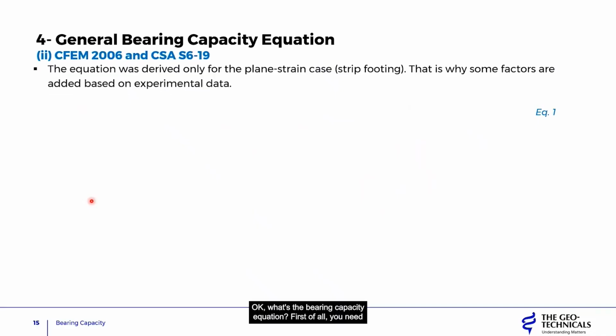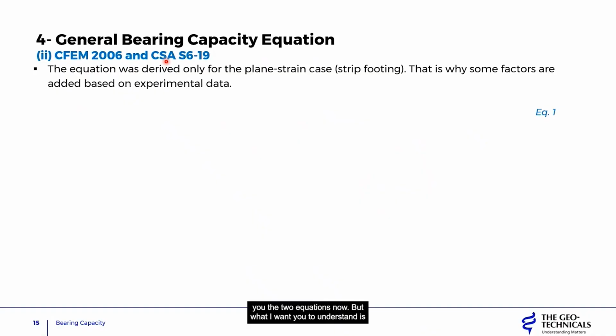Okay, what's the bearing capacity equation? First of all, you need to understand that I'm presenting the equation from the Canadian Foundation Engineering Manual, which is the same as the CSA S6 or Canadian Highway Bridge Design Code. They are not the same. I'll show you the two equations now.